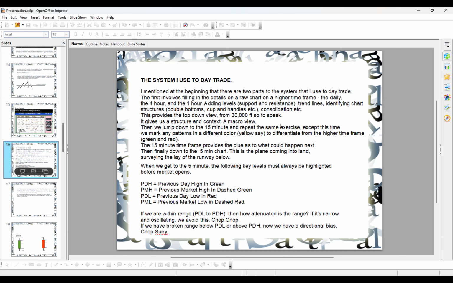Okay, so let me talk a little bit about the system that I use. I mentioned at the outset that there are two parts to the system. The first involves filling in the details on a raw chart on a higher time frame: the daily, the 4-hour, and the 1-hour. Those are, from my perspective, the higher time frames. I usually go to the 4-hour and add my levels of support and resistance there. I'm adding my trend lines there, and then I'm identifying these chart structures, the patterns we just mentioned in the previous slide: double tops, double bottoms, cup and handles, head and shoulders, consolidation. I'm doing all that from 30,000 feet, from the 4-hour view.